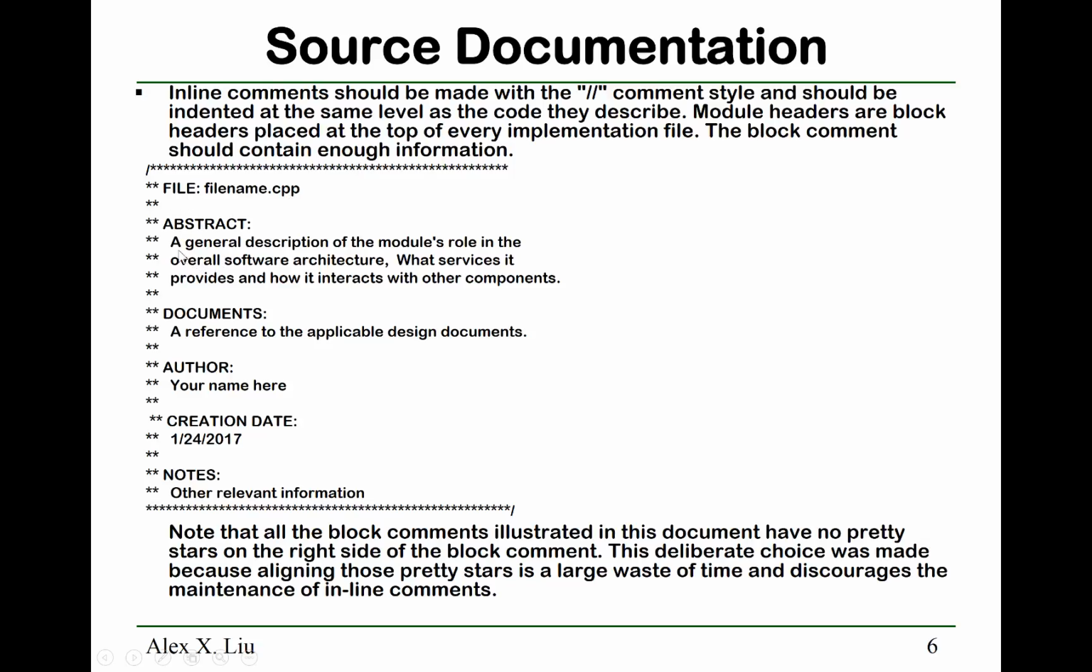For example, this says a general description of the module's role in the overall software architecture, what services this file provides, and what interfaces this file uses to interact with other components of the system. Documents: you can add some references to applicable design documents. Authors: you put your names here, and the creation date, and also you can have a revision date and so on.